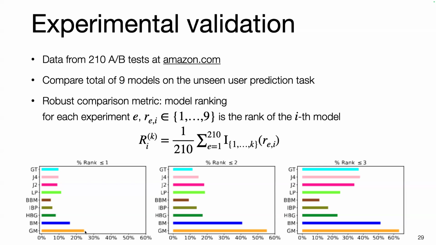To compare the different models, we resort to a robust comparison metric that is based on model ranking. For each experiment, we assign a rank to each of the competitors, where rank number 1 means that it gives the best prediction, and rank number 9 means that it gives the worst prediction. In this plot on the top left, I report how many times out of the 210 experiments each model gives the best prediction, so it's ranked number 1. We can see that the geometric model clearly outperforms all the other ones by ranking first 25% of the time.